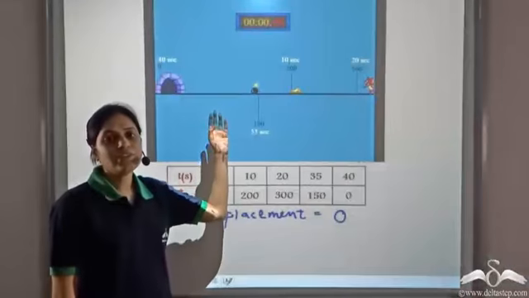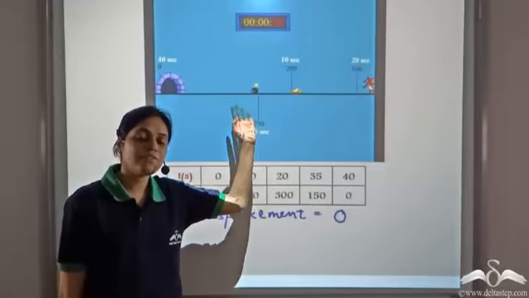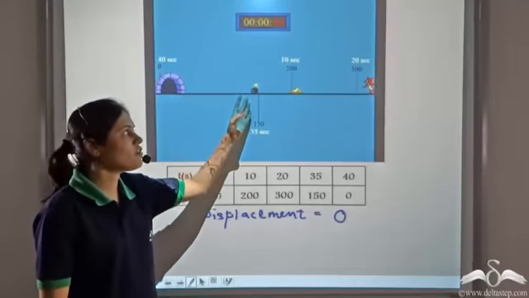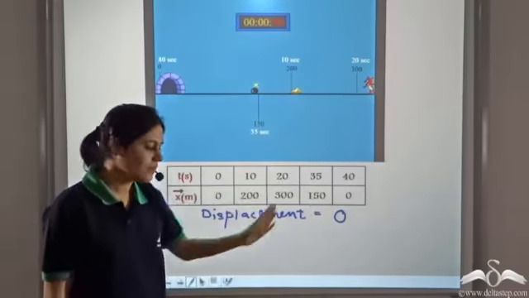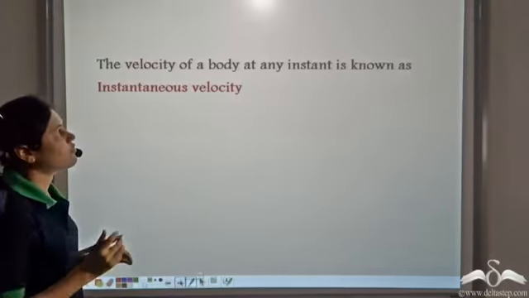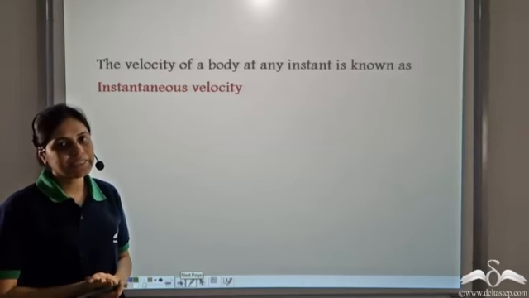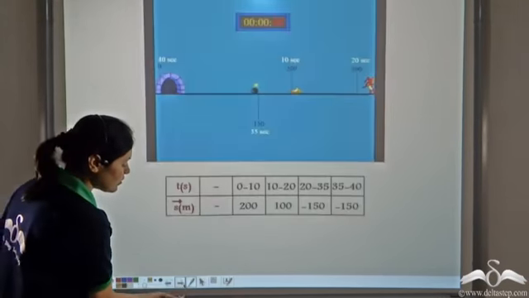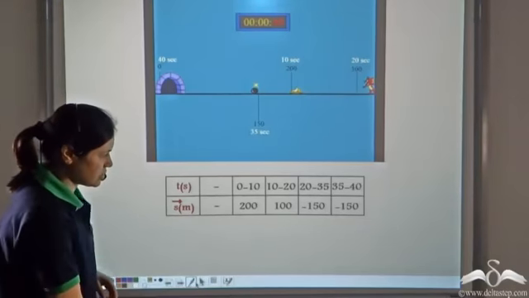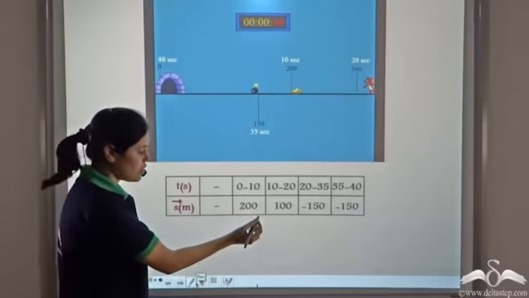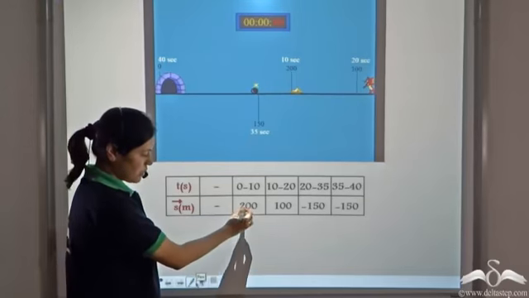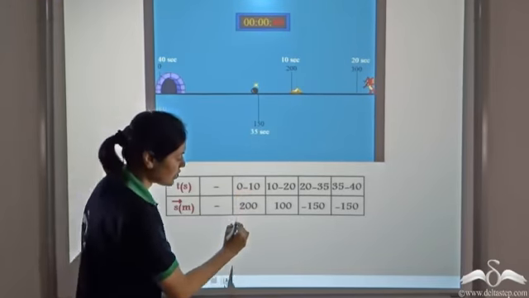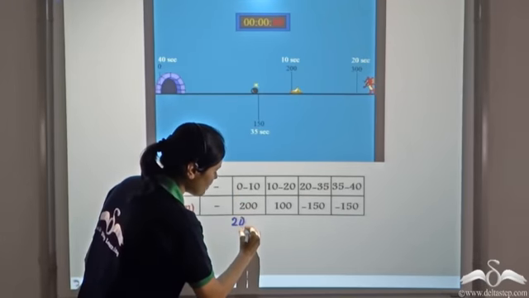However, it is obvious that Jerry was not traveling with a velocity of 0 meters per second throughout. He had some velocity, that is why he was moving. So, the velocity of a body at any instant is called the instantaneous velocity. So, at different stretches, say in this stretch, what is the velocity of Jerry? Well, displacement is 200 meters, time taken is 10 seconds. So, velocity is 20 meters per second.